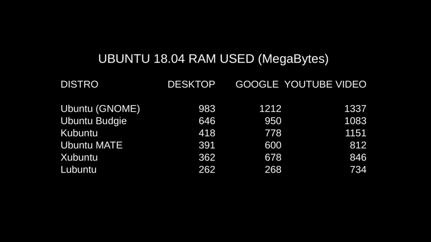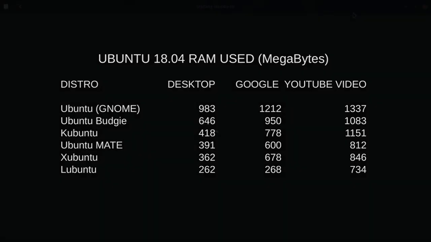Now here's a chart showing the relative RAM used by the various Ubuntu distros. And you'll see that Ubuntu with GNOME is by far the heaviest in resource use. It uses 983 megabytes of RAM with just the desktop open, 1212 megabytes with the Google search page open, but no search underway, and 1337 megabytes with an HD video playing on YouTube. This is going to vary from machine to machine and from instance to instance, but it gives you an idea of the relative use of the various Ubuntu desktops.